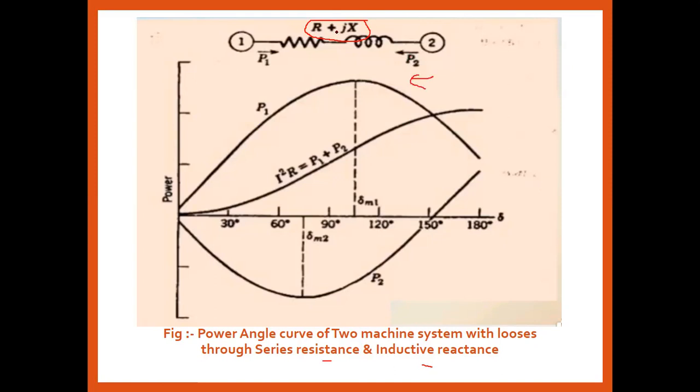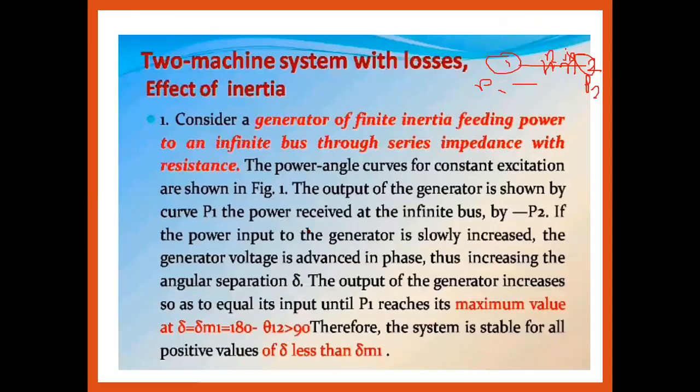P1 is the output power of generator 1, and P2 is the output power of generator 2. Delta M1 is the maximum load angle of P1, which is more than 90, whereas delta M2 is less than 90. The output of the generator is P1, and the output received at the infinite bus is minus P2. Because of this reverse direction, it is considered negative power.